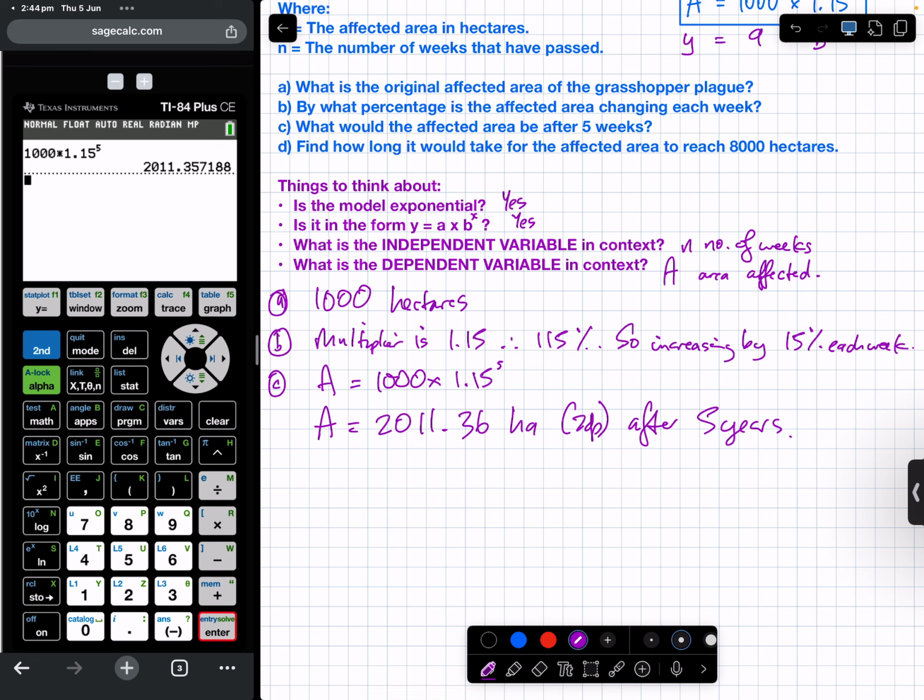And then the last question type, as stated in the rectangle I asked you to copy down: find how long it would take for the affected area to reach 8,000 hectares. So my model is the area is 1,000 times 1.15 to the power of the number of weeks. Question D, what is it telling me? Is it telling me the area or how long? It tells me the area. So in my model, I know 8,000 equals 1,000 times 1.15 to the power of n. I'm trying to find n here.